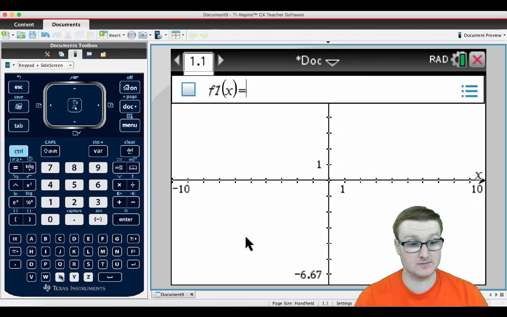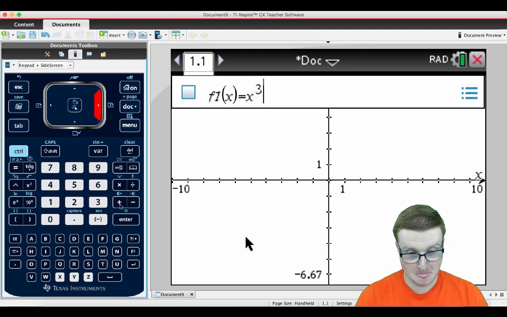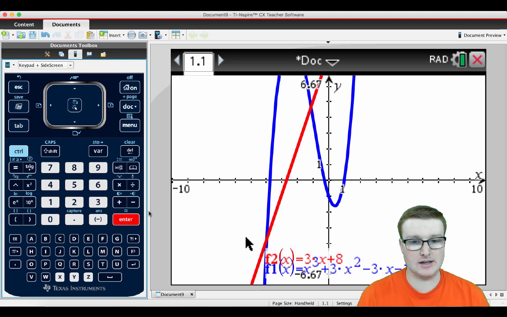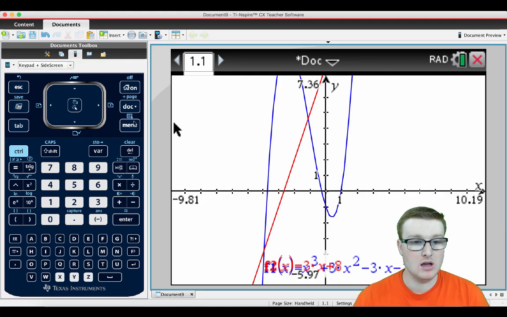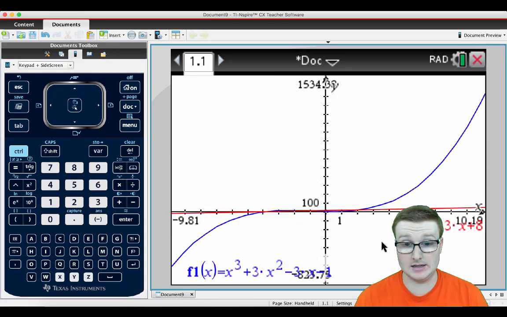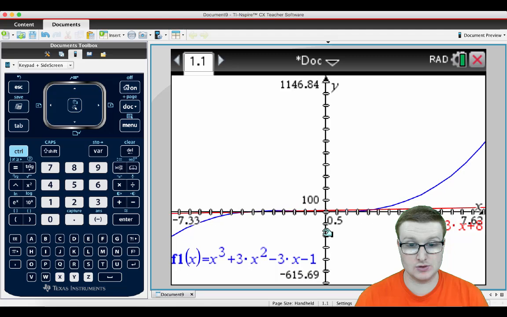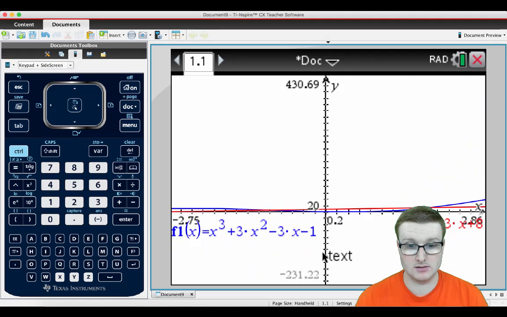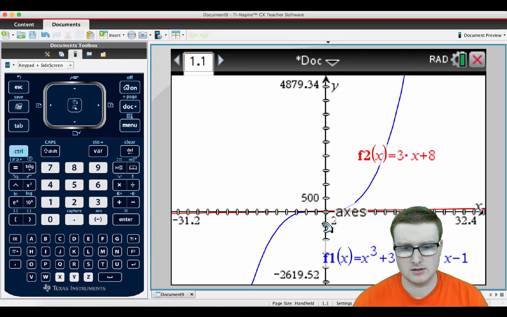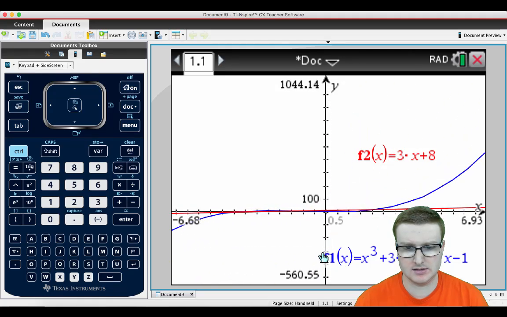I'm actually just going to graph all these. X to the third plus 3x squared minus 3x minus 1. Enter. And you get 3x plus 8. Okay, so we get this. Now, I'm going to do menu. I'm going to fit this. Here we go, fit. That is too big. Give me 1 second. I'm going to zoom in just a little bit. Maybe a lot of bit. Okay, this is way... Hold on 1 second, folks. Let me zoom this in. This is ridiculous.